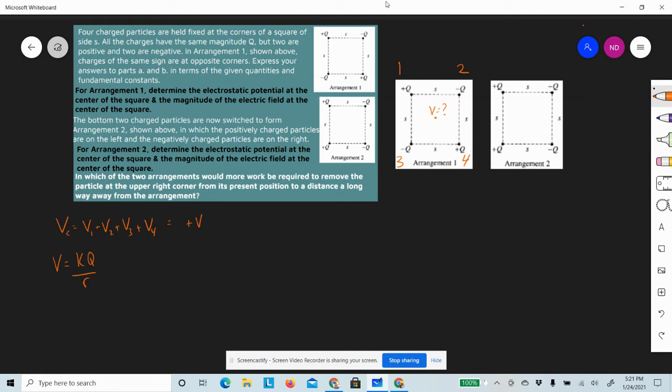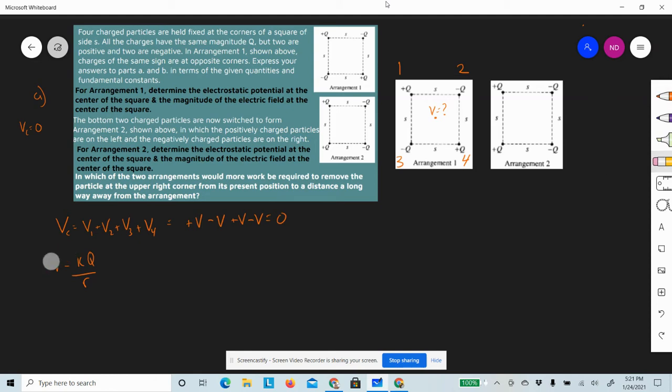So basically, you're going to end up with positive V for the first one, negative V for the second one, positive for the third one, and negative for the fourth one. So they're all going to end up canceling out and going to 0. So V at the center in this first scenario equals 0.